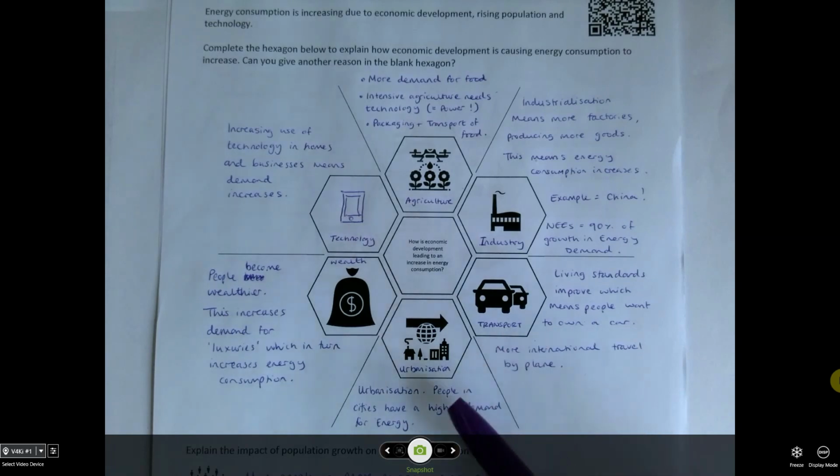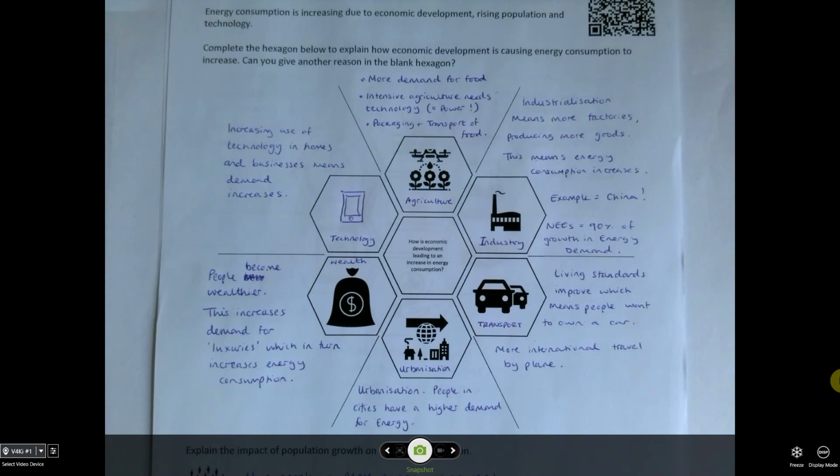The fourth one is urbanisation. So this is where we're thinking about that growth in the proportion of people living in towns and cities compared to the countryside. One really important thing to remember about urbanisation is that people living an urban lifestyle tend to use more energy than people living a rural lifestyle.